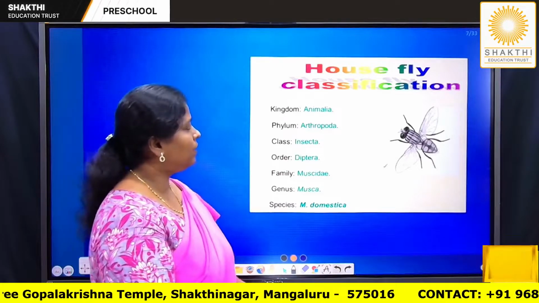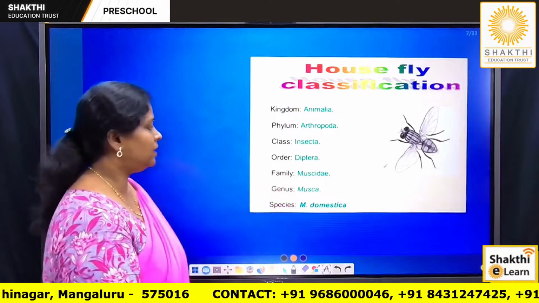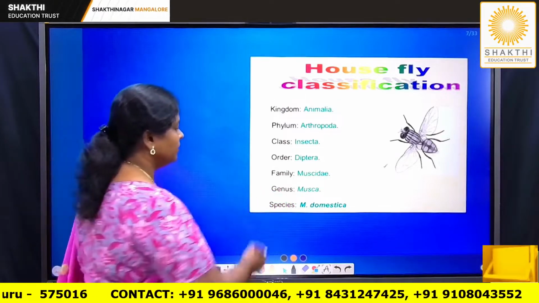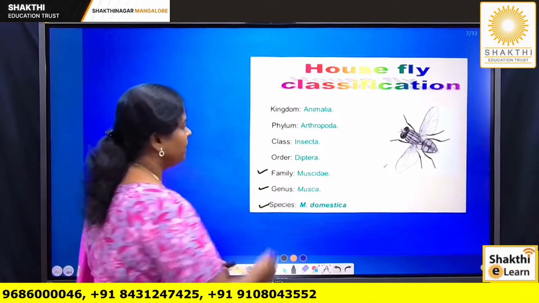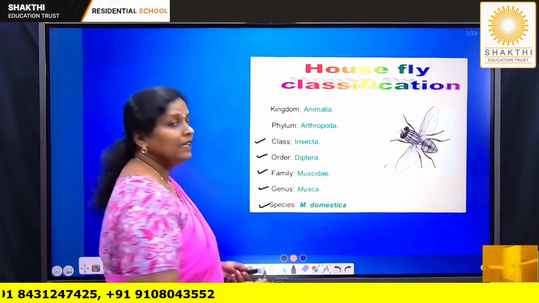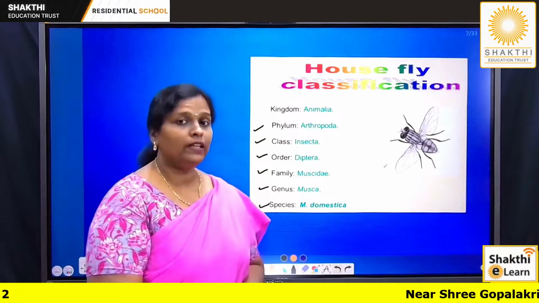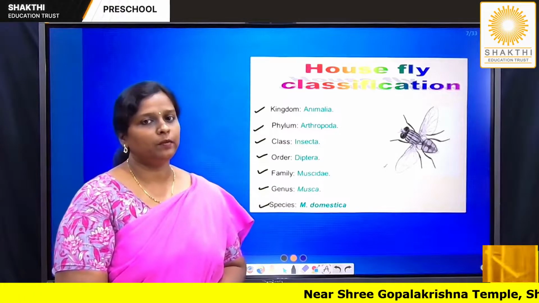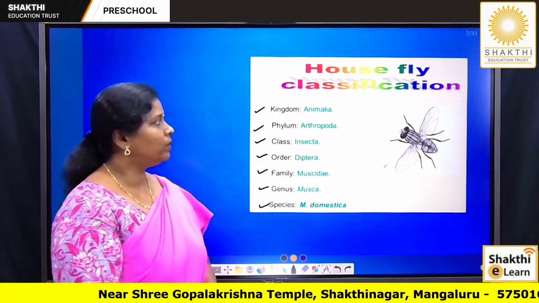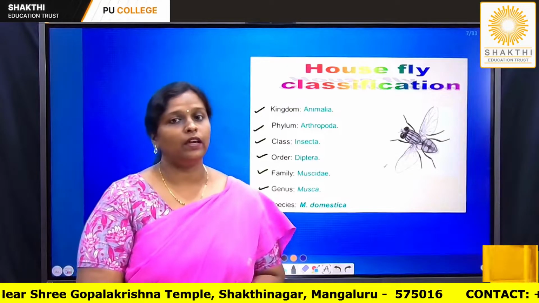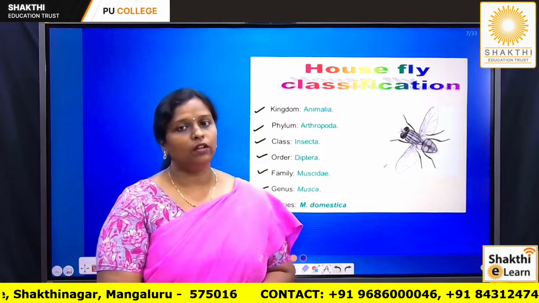Next example given according to your syllabus is write the taxonomic hierarchy of housefly. Housefly is an insect, isn't it, students? Species is domestica. Genus is Musca. Family to which the housefly belongs is Muscidae. Order is Diptera. Class is Insecta. Phylum Arthropoda, that is the ones which have jointed appendages. Kingdom is kingdom Animalia. All animals belong to kingdom Animalia. So this is also an important question which you can expect. Write the taxonomic hierarchy of housefly. The previous one which I told, taxonomic hierarchy of mango, is also equally important.